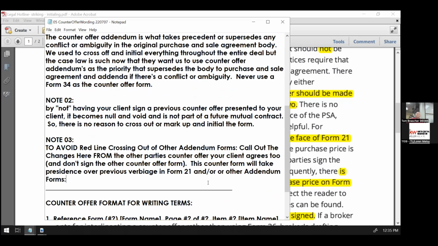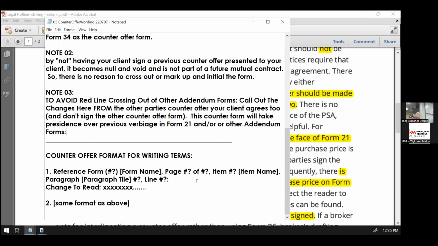If they have crossed it out, just tell your clients it's fine, but you're going to reference it. And then this is the formula, just down a little bit farther, where we reference the form, the name of it, the page, the item number, the name, and then you change to read, and what is it going to be? That way, that really clears it up and clears up any ambiguity.